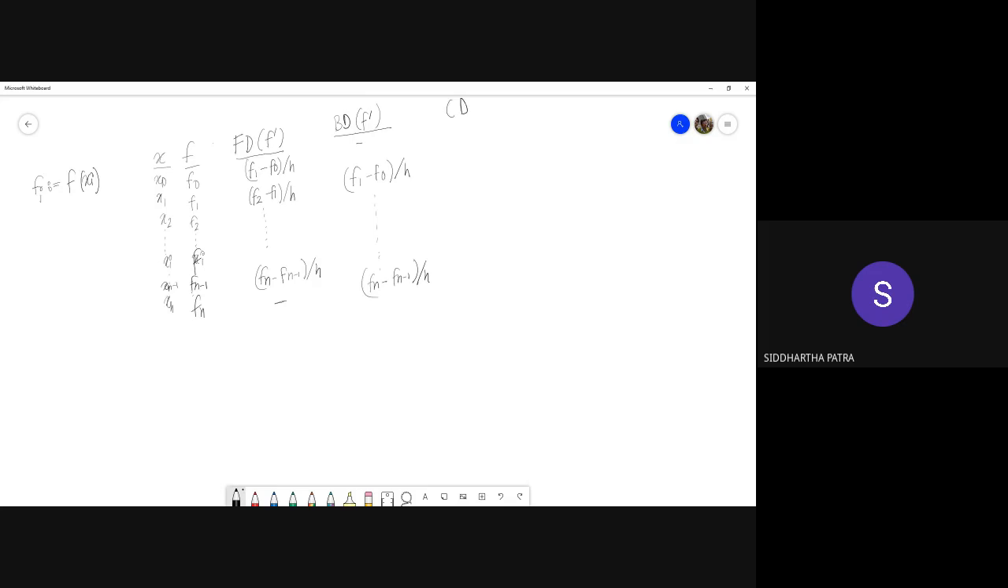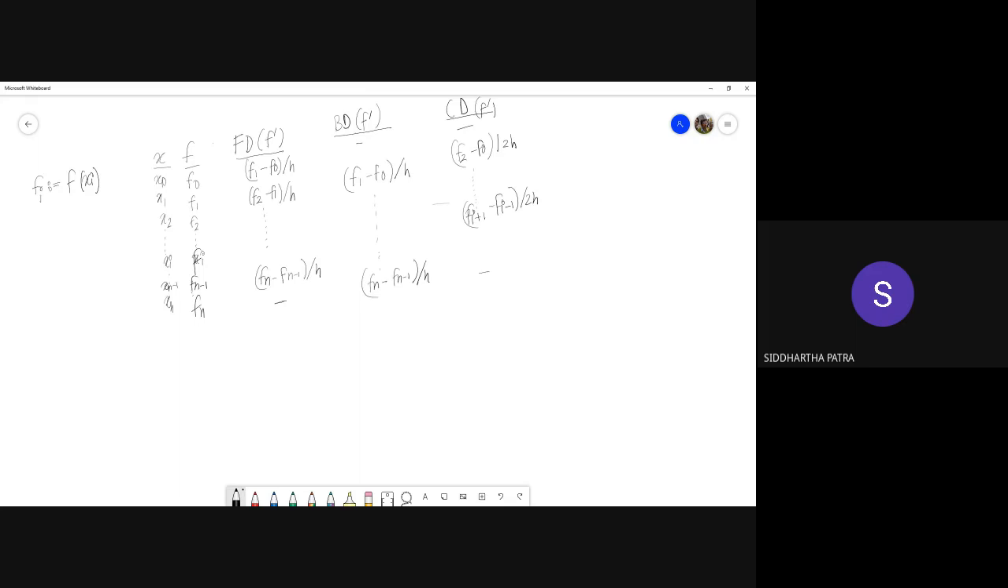And then comes your central difference. There also you are trying to evaluate, let's say, f prime over here. But then for the first one and the last one, you are not able to evaluate the central difference values. So the first one would be something like f2 minus f0 divided by twice h, which is f prime approximately evaluated at x1. And this would continue, something like this. So at xi, it would be f i plus 1 minus f i minus 1 divided by twice h.